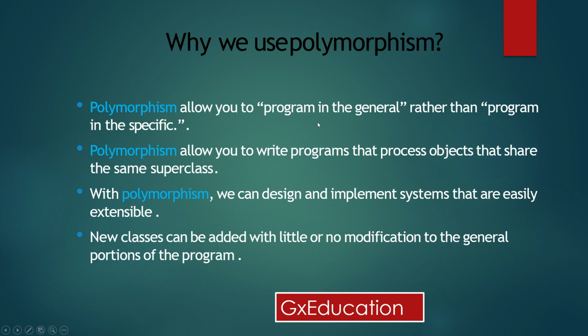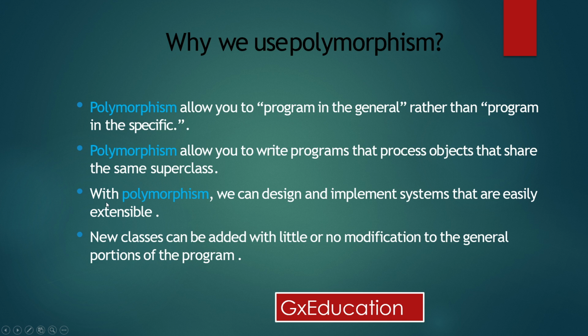And why do we use polymorphism? It is a very good concept. The first thing is that polymorphism allows you to program in general rather than program in specific. It allows you to write programs that process objects that share a common superclass, instead of writing a program to process each object individually.